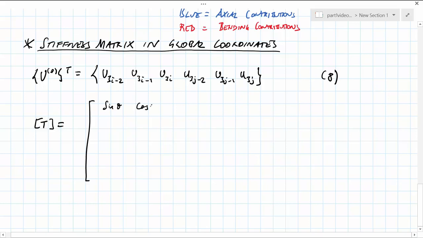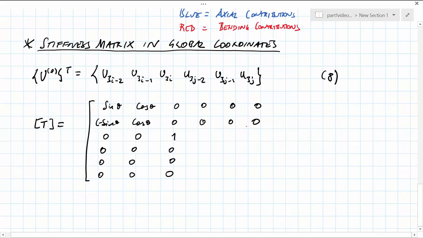Sine of theta, cosine of theta, 0, minus sine of theta, cosine of theta, 0, 0, 0, 1, 0, 0, 0, similarly 0, 0, 0, 0, 0, 0, 0, 0, 0, cosine of theta, sine of theta, 0, minus sine of theta, cosine of theta, 0, 0, 0, and 1.